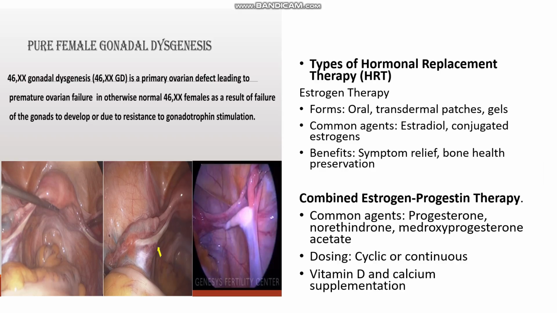Then in the first few months only estrogen therapy is given, and then estrogen is combined with progesterone therapy, and the commonest progesterone therapies are progesterone, norethindrone, and medroxyprogesterone acetate. Dosing is either cyclic or continuous, with vitamin D and calcium supplementation.